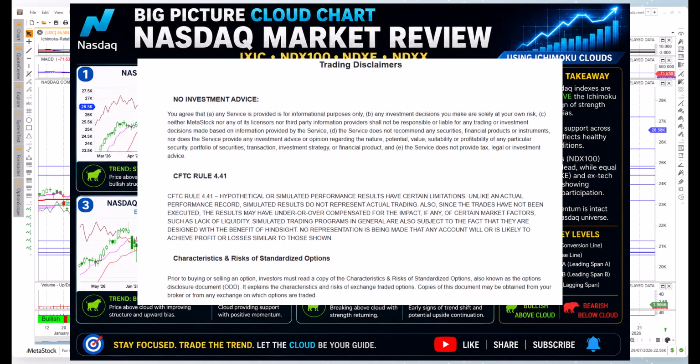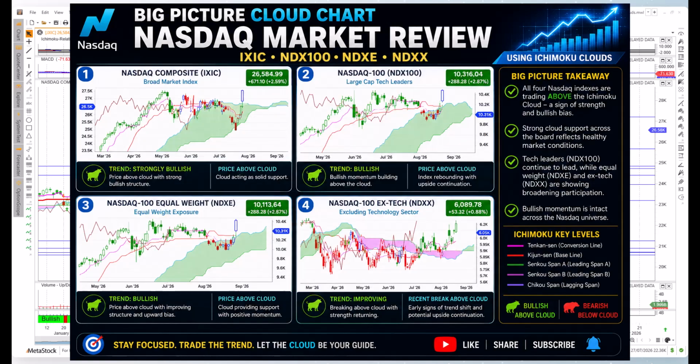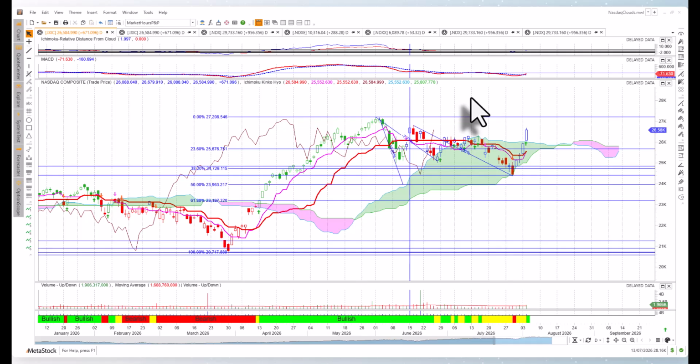Good morning, traders. Richard here doing a quick Ichimoku cloud chart market review of the Nasdaq Composite Index, Nasdaq 100, Nasdaq 100 excluding tech, and the Nasdaq 100 equal weighted index. We'll start with the Nasdaq Composite.